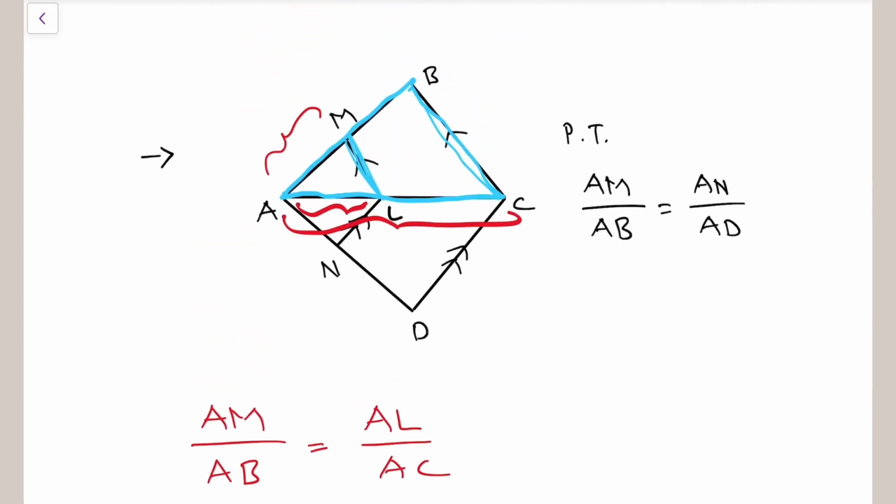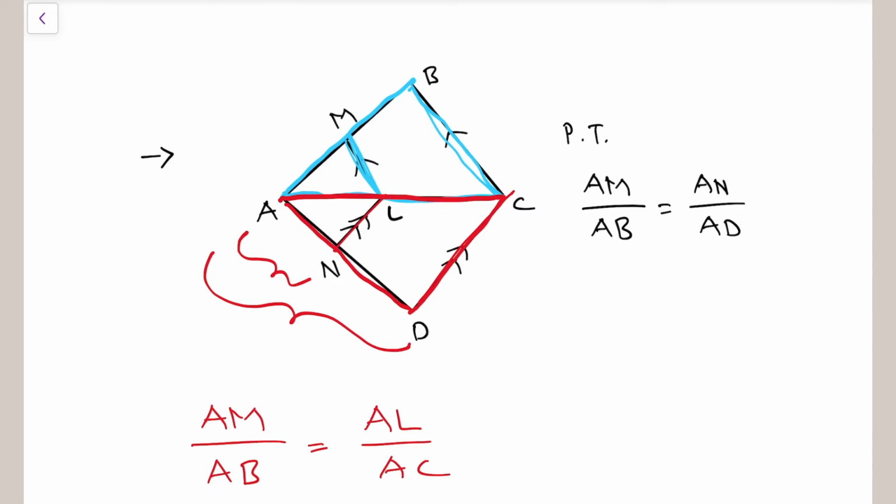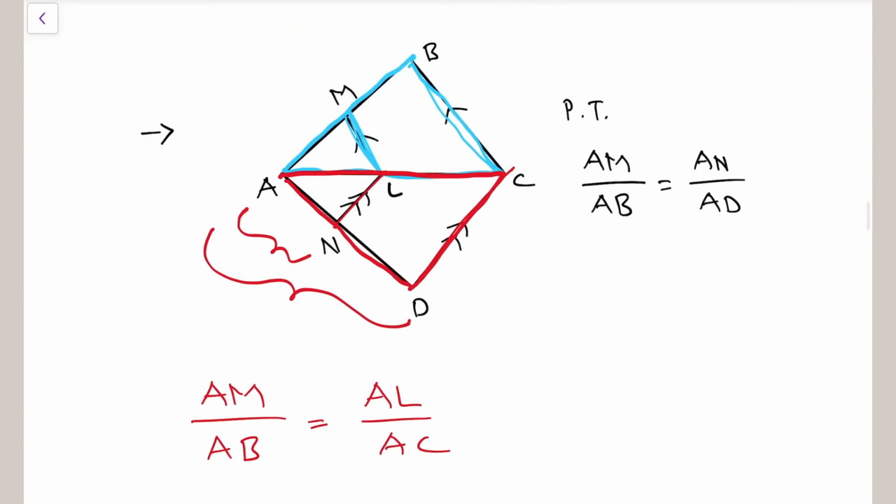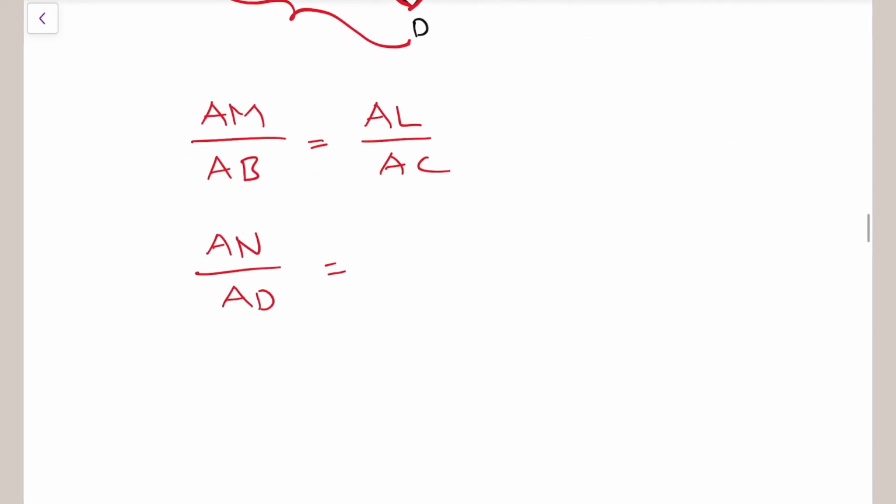Let us do the same for the lower triangle also. If we take triangle ACD, in this also, these two lines are parallel to each other again. So this upper one AN and total AD, AN by AD equals, here upper one AL and total AC, AL by AC.